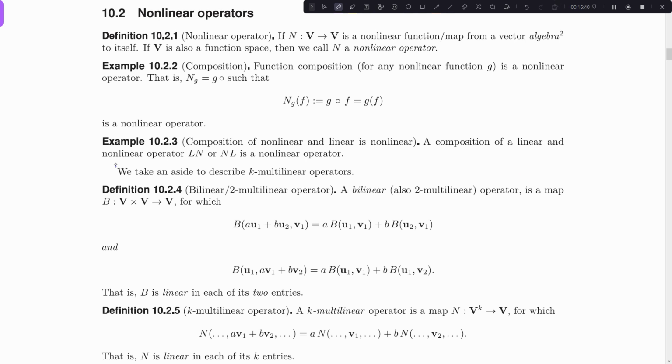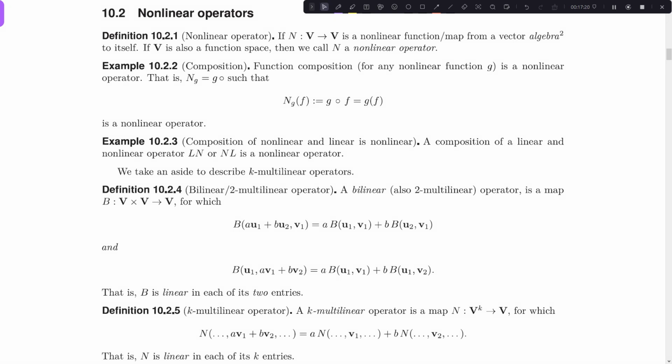Okay, so we're going to take an aside to talk about these things called K multilinear operators, or in other words, a lot of people just call these multilinear operators. Sometimes people call it multilinear algebra. This is not a very common word to use. I like the term, I think it's a fantastic term to say it's the algebra of multilinear operators, but most people don't use it. Multilinear operator is very true, multilinear algebra, not so much. But there are some books out there that do use the term.